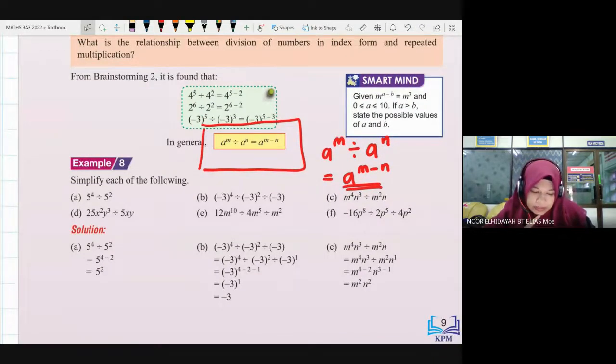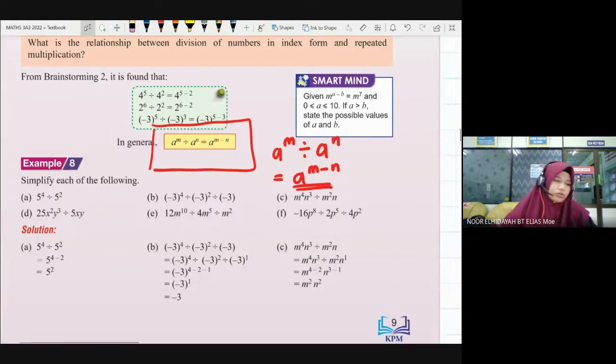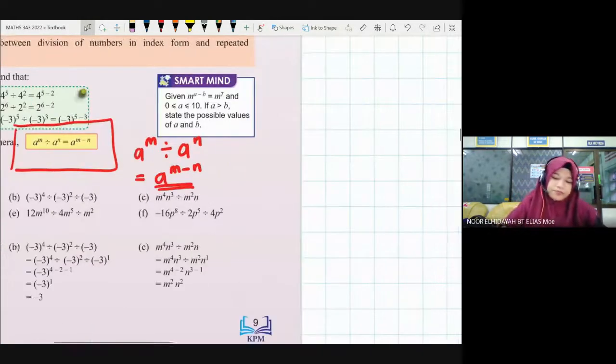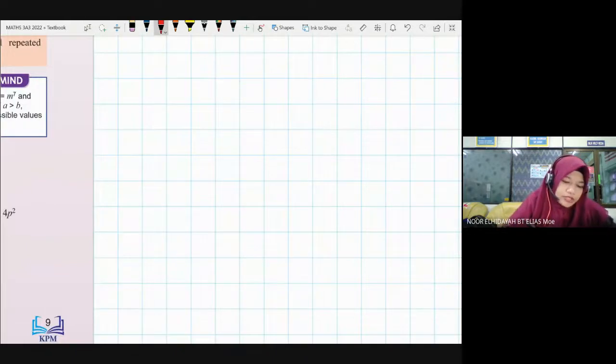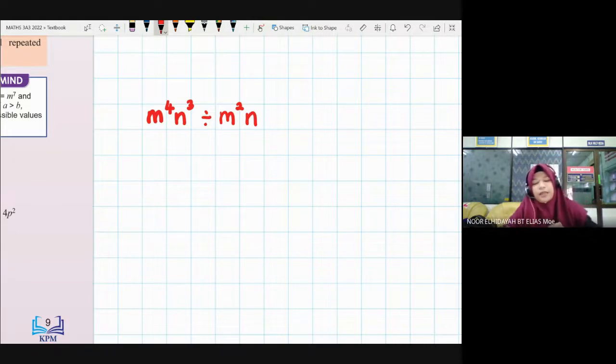Okay. Kita tengok example 8. Example 8A sama sahaja dengan example yang cikgu tunjuk tadi. B pun sama. Okay, C. Kita tengok untuk Example C. m to the power of 4, n to the power of 3, divide by m to the power of 2, n. Dia tak ada apa-apa. Okay, now macam mana kita nak buat yang ni? Kita nak selesaikan this one. Okay, so kita tengok base yang sama. Kita akan tambah atau tolak lah. Di sini involve subtraction lah sebab dia divide.